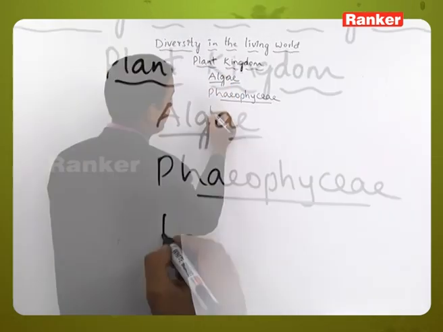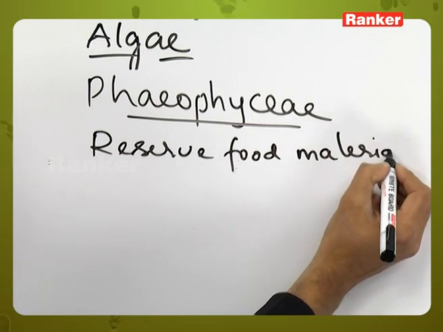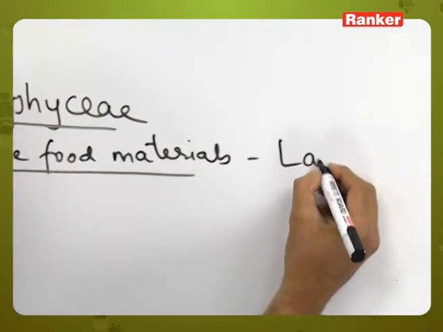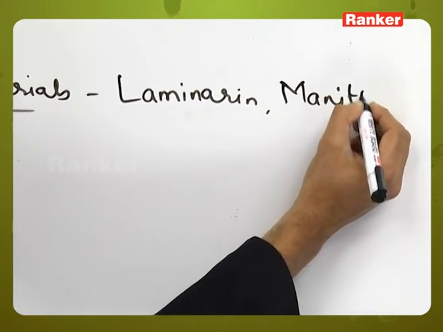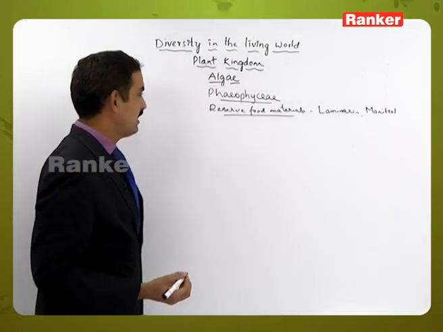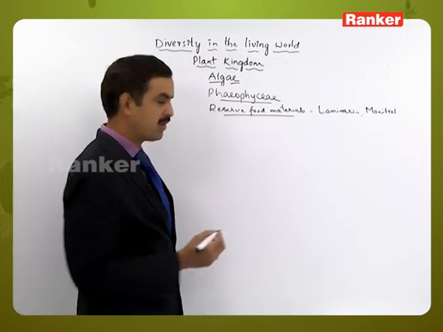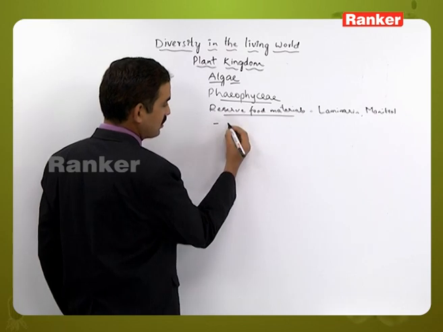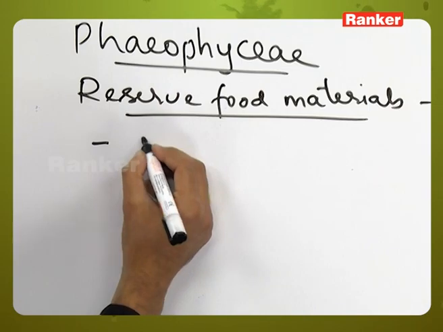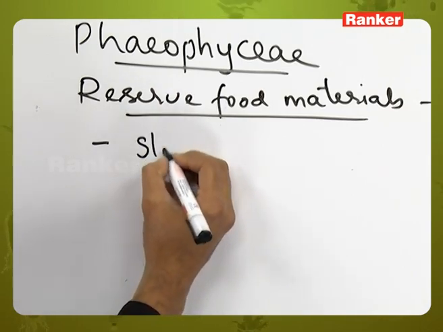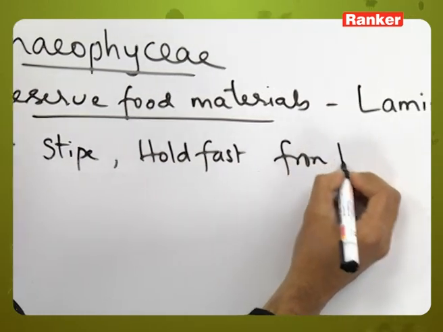These members have reserve food materials in the form of laminarin and mannitol. If you observe the body structure of these Phaeophyceae members, they have a multicellular structure, and as I said, some will have a massive body also. Here the body is divided into three parts: stipe, hold fast and frond-like structure.